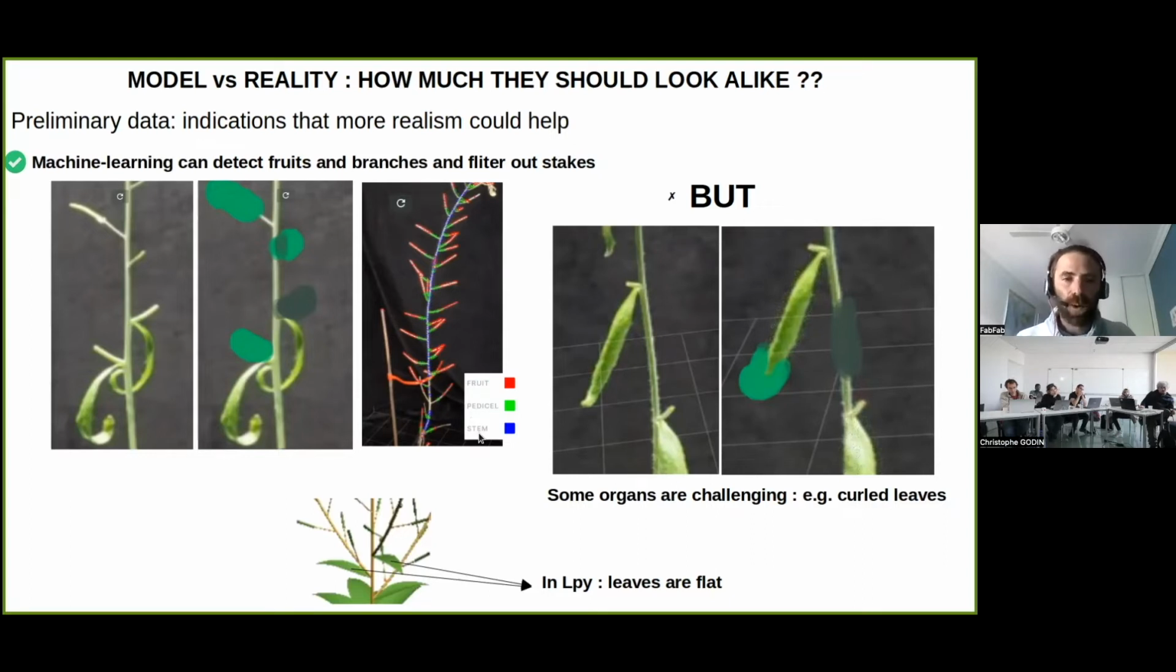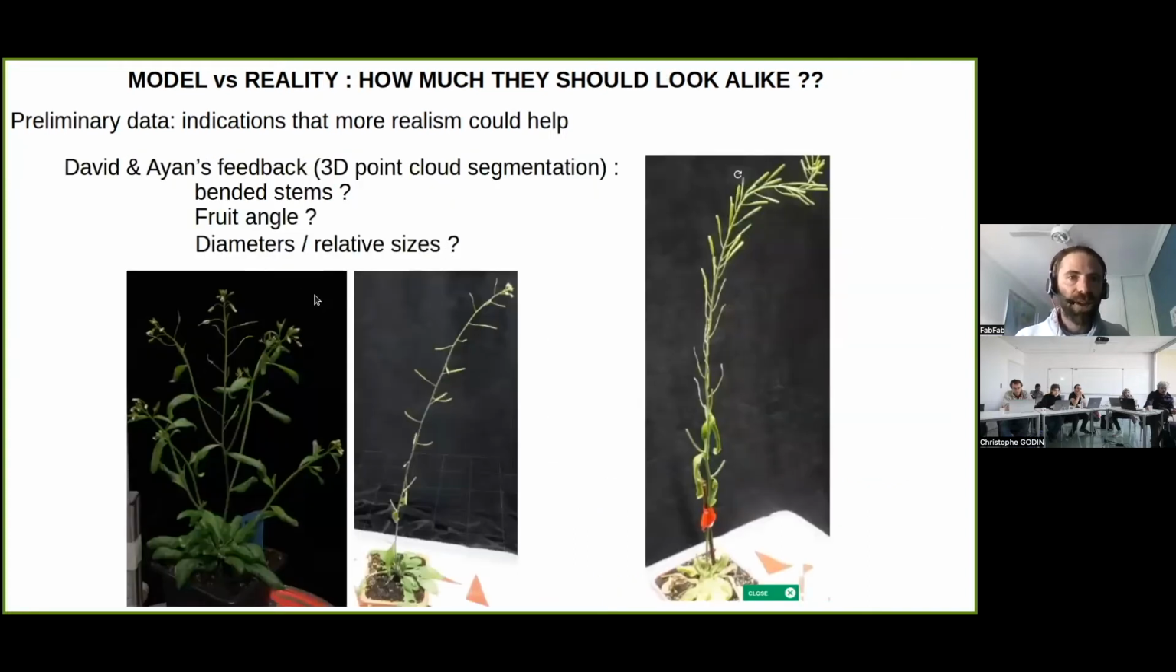And David and Ian in the REM project are also developing another phenotyping pipeline, where the deep learning process does not operate on 2D images, but operates directly on the 3D point cloud. And the segmentation is done by the deep learning network directly in this point cloud. From the first results they obtained, they told me that each time a stem is a bit bended at the end, like here or here, this causes some issues. When the fruit angle is a bit weird too, and I think they also had issues on the diameters, for example.